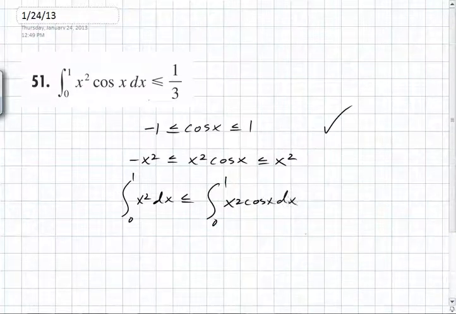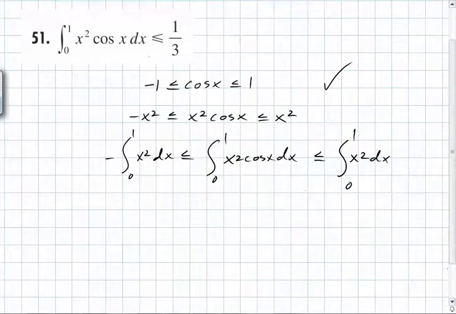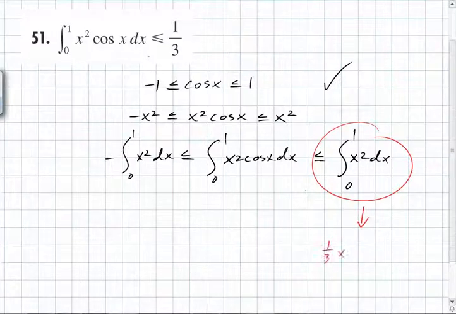What do you think about this? Negative x squared, yes. Is that correct? Do you agree with that? Yes, absolutely. Okay, well, what is this equal to? You can evaluate that. What is that? That is 1/3 x cubed from 0 to 1. What is that? 1/3.